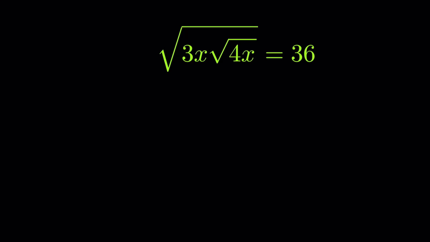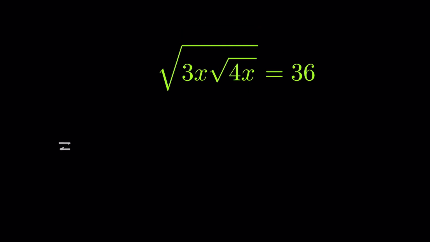√(3x) times √(4x) is equal to 36. We have to find the value of x. To find the value of x, we need to remove the square roots. There are two methods that we can solve this.